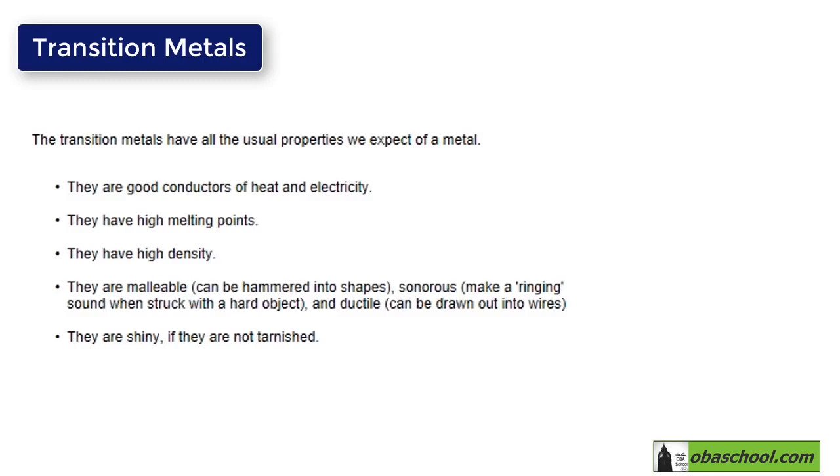The transition metals have all the usual properties that we expect of a metal. They're good conductors of heat and electricity, they have high melting points, they have high density, they are malleable, which means that they can be hammered into shapes, sonorous, they make a ringing sound when struck with a hard object, and they are ductile, they can be drawn out into wires, like copper wires, for example. They are shiny if they are not tarnished.